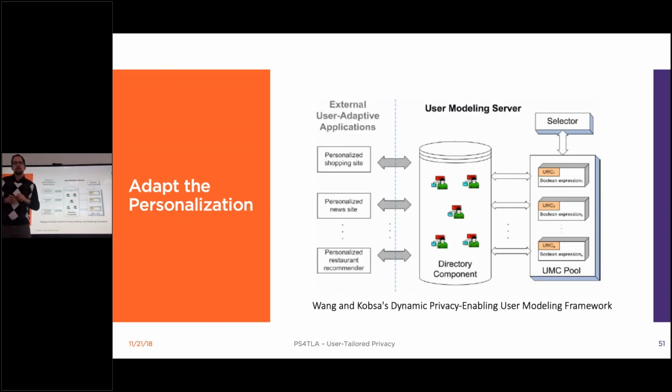And so a way to do that is to use a privacy-enabling user modeling framework, such as the one proposed by Wang and Kopsa. This framework keeps track of which data is being used for personalization for each user. So each user can have a different base amount of data that's being used for recommendation. And an additional benefit here is that this can also be very useful for GDPR compliance, because under GDPR, not every single type of data is allowed to be used for personalization. So here you can have different users use different amounts of data.